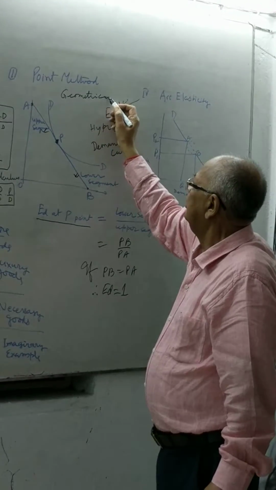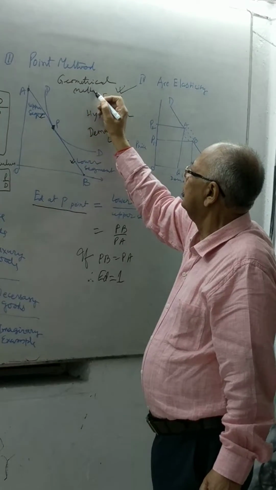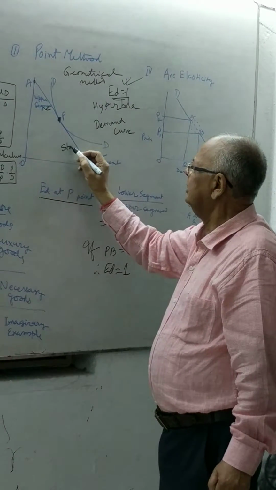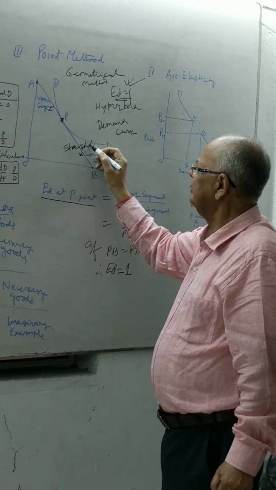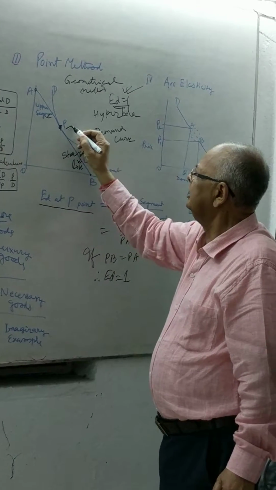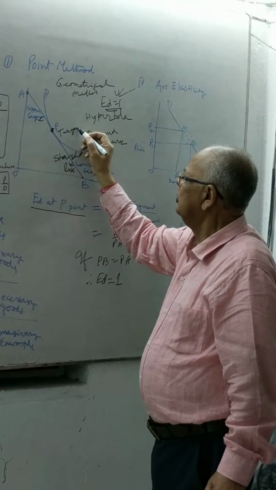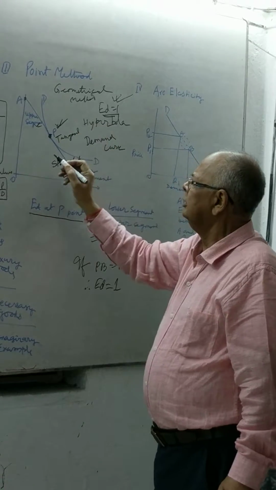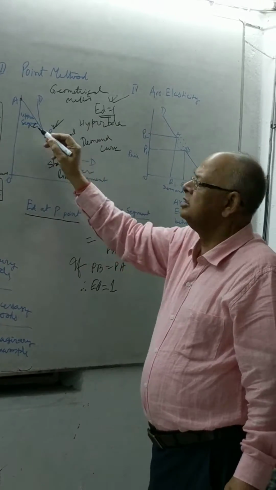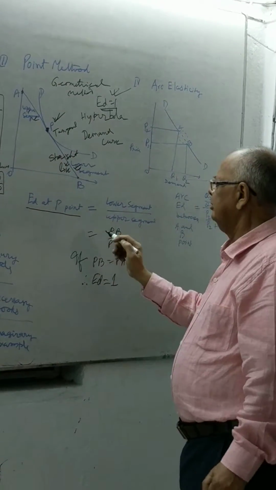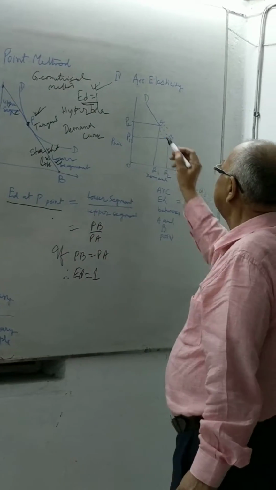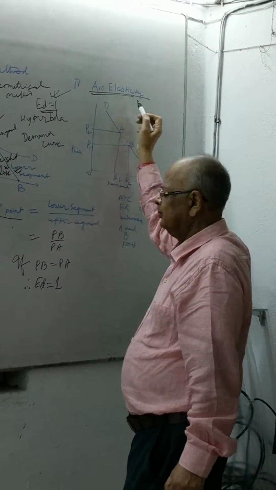This is a straight line. This is tangent at P. This is the lower segment, this is the upper segment. We divide and we get the elasticity. The last one is known as arc elasticity.